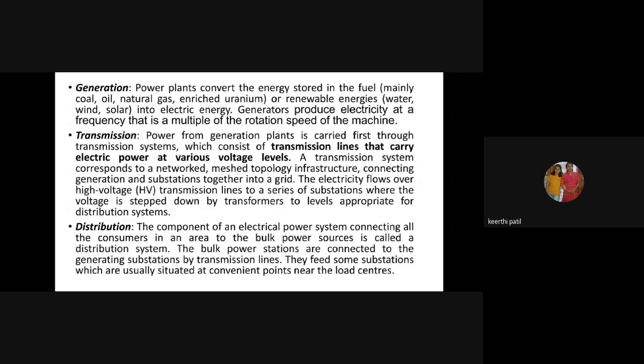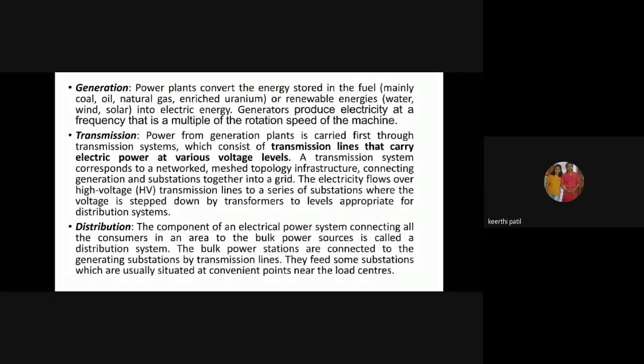But when the generation happens, it does not happen at such a low voltage. Generation takes place at a certain voltage level and frequency. Following the generation, we get it at the customer terminal after the distribution, means after the three stages are over. These three stages are generation, transmission and distribution. Then we get it at our terminals. So between generation and our terminal, there are these two things named transmission and distribution.